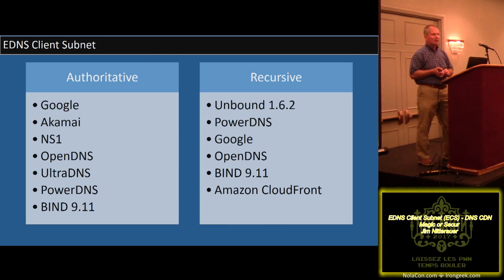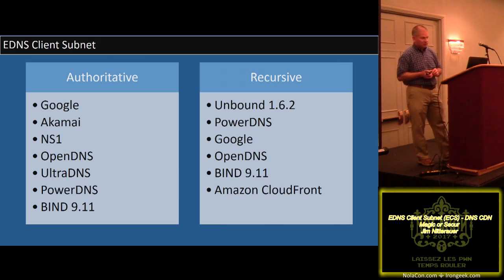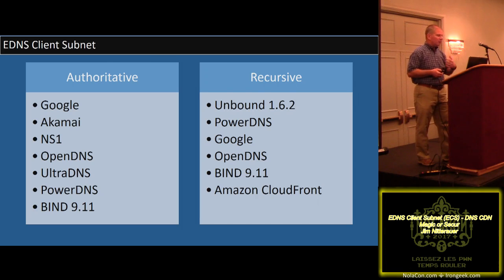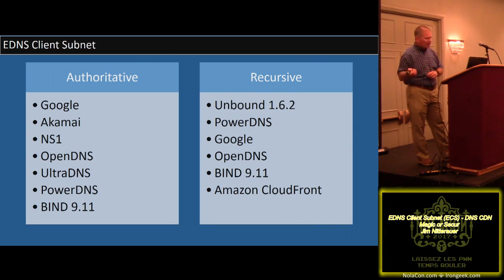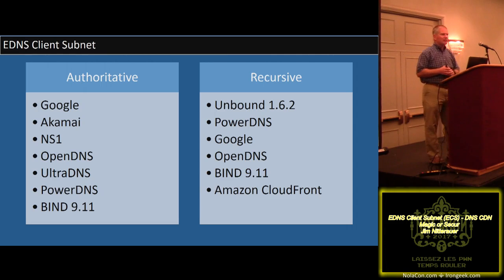BIND 9.11 is going to be released, and it's going to support it natively, so you can configure it and manage it through text files, zone files, yourself if you want to do that. So once that rolls out, you're going to see a greater proliferation of support for EDNS Client Subnet. These recursive servers all support it now. Unbound, just an aside, who uses Unbound as a DNS caching resolver? You can put your hand up. You're one of the smarter ones.